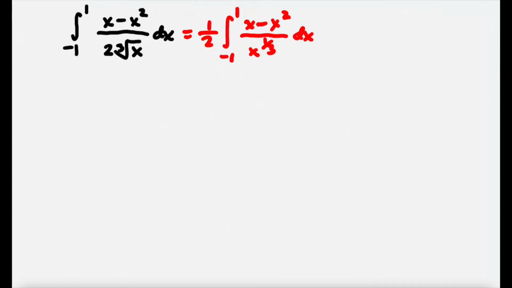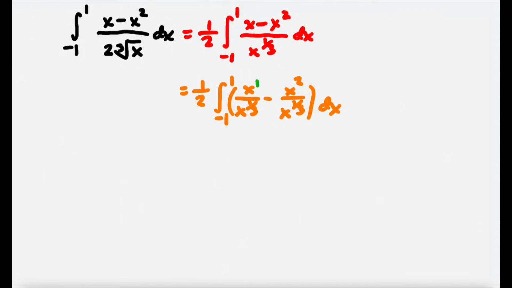So from here I'm going to do some simplifying with the division. I'm going to do x over x to the 1/3, and then I'm going to subtract off x squared over x to the 1/3. Here I'm going to simplify, so we have x to the first over x to the 1/3. You can subtract the exponents there, and you would get x to the 2/3 minus, okay, then when you do 2 minus 1/3, you're going to have x to the 5/3 power.